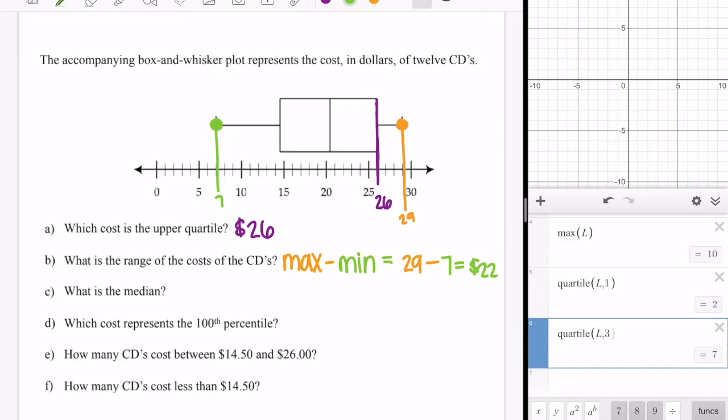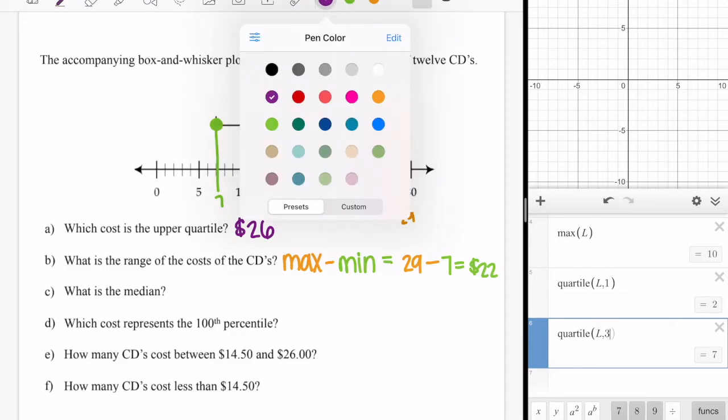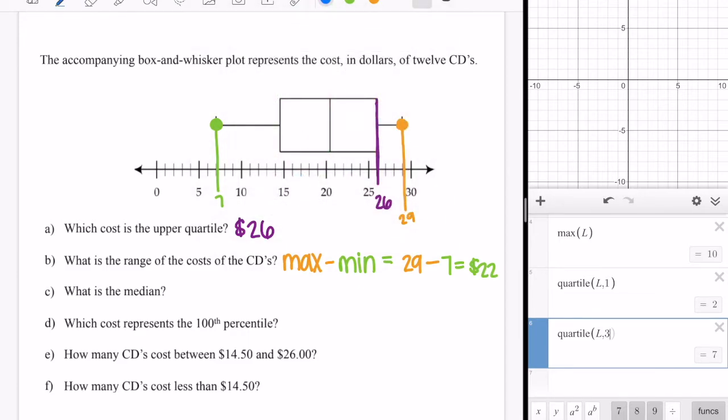Okay, what is the median? So the median, that's the number in the middle of the box. Now let me do that again. Let's make sure this doesn't quite fall at 20 or 21. So we would say that's about 20 and a half, so $20.50.